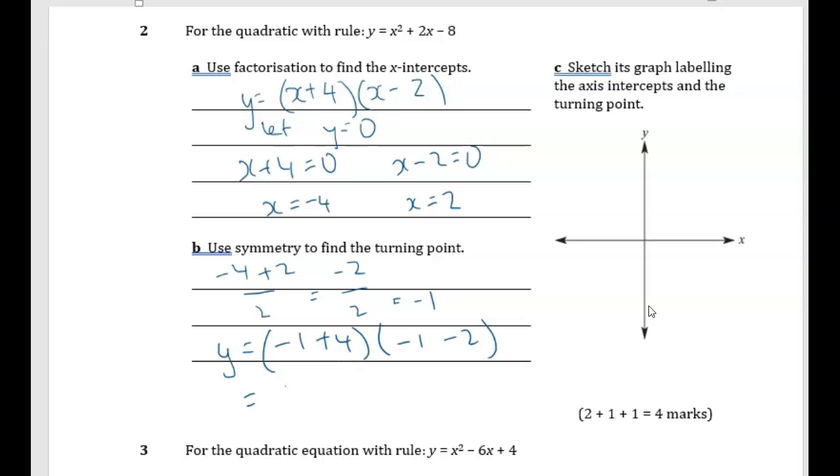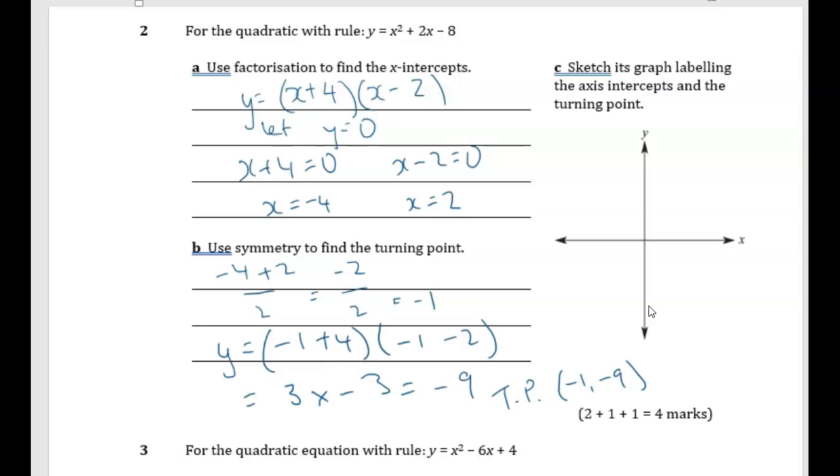Negative 1 plus 4 is 3. Negative 1 minus 2 is negative 3. 3 times negative 3 gives you negative 9. Oh, sorry, I thought it was asking for the axis of symmetry. So we are doing the turning point. Your turning point is at negative 1, negative 9.